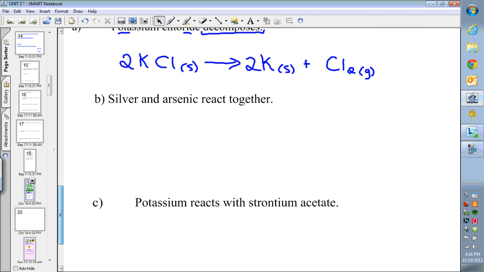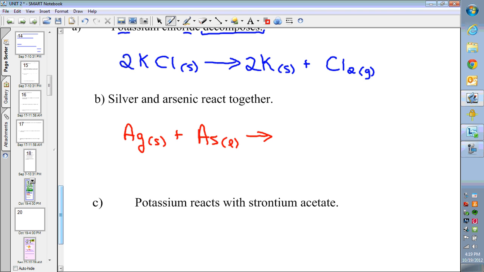In B, it says silver and arsenic react together. Well, silver is Ag, and that's a solid. Arsenic is As. We're not sure if it's solid, liquid, or gas. It is a non-metal, even though it's a metalloid. It's in between. It's on the staircase. But the hard and fast rule that we've been taught is that if it's a non-metal, call it a liquid until you find out different. So if those two react, what will form?